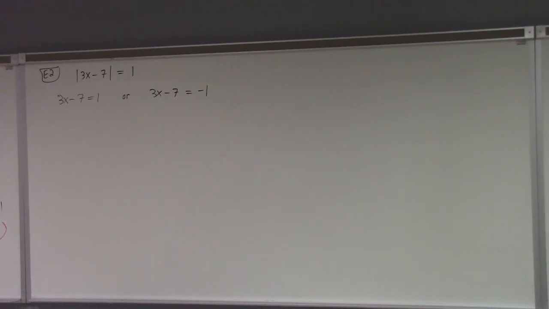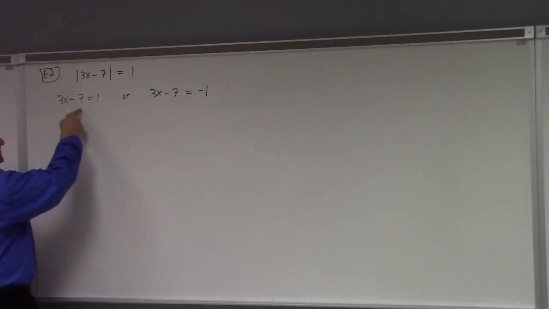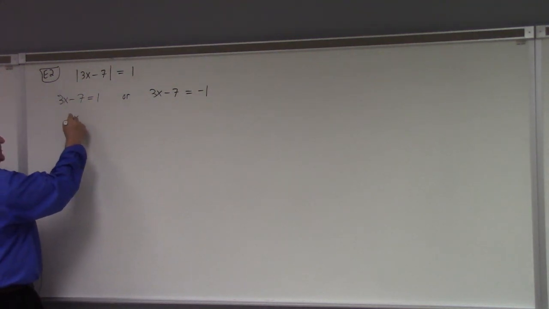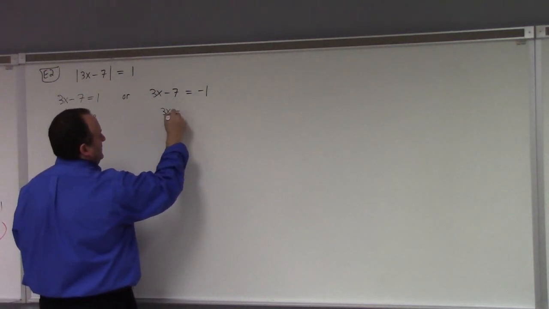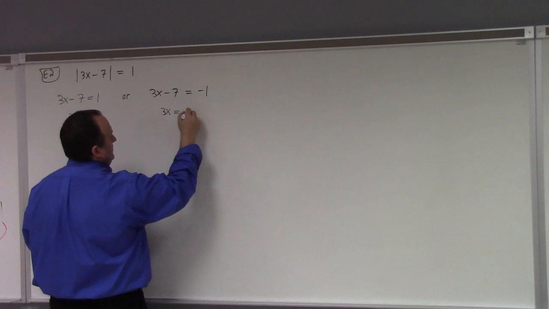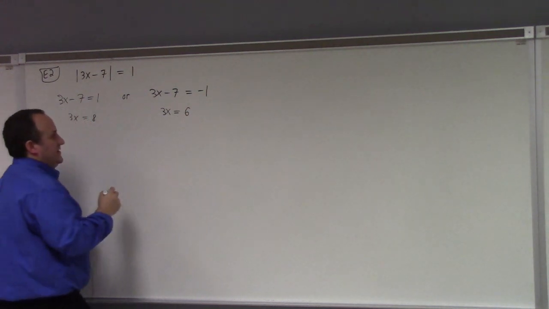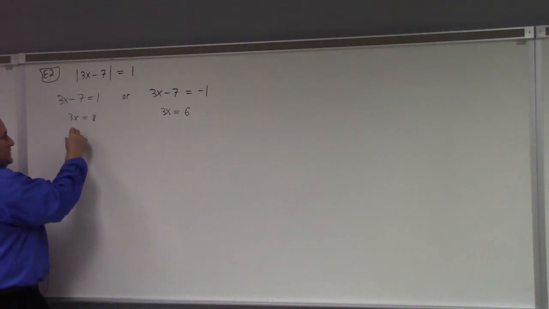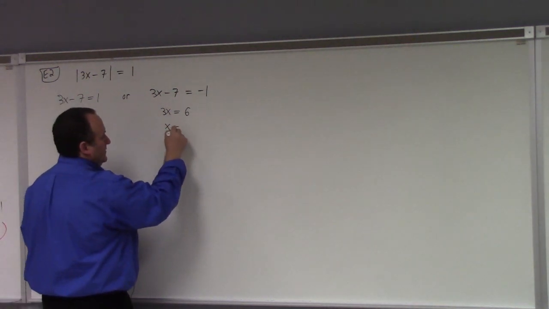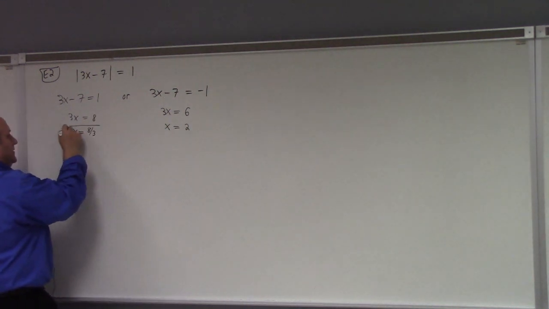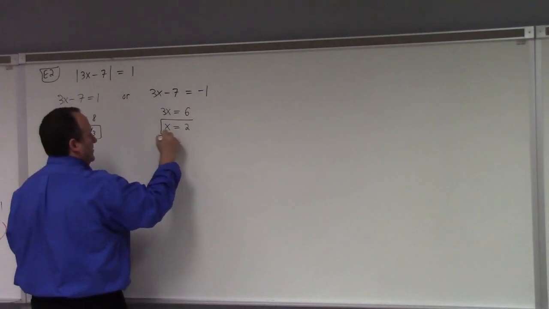Can we solve those equations? We can, right? So let's do it. Add 7 to both sides, we get 3x equals 8 here. Add 7 to both sides, we get 3x is equal to 6 here, I guess, right? So what's x equal to? x is equal to 8/3, or x is equal to 2. There you go.